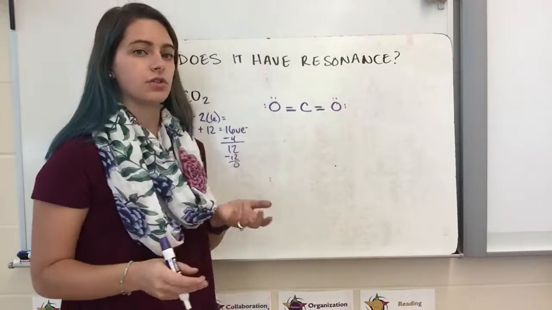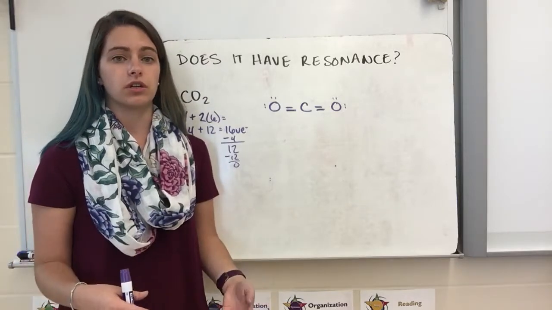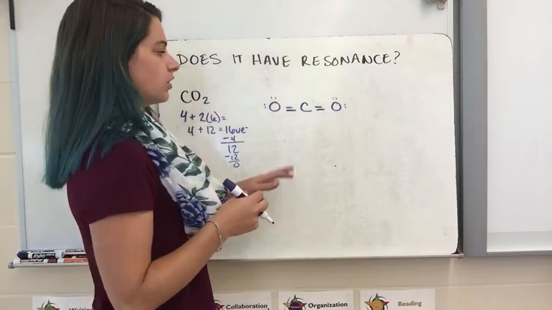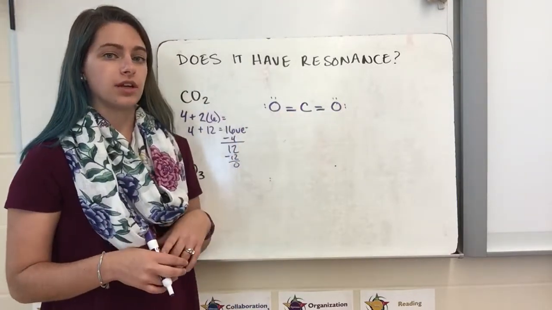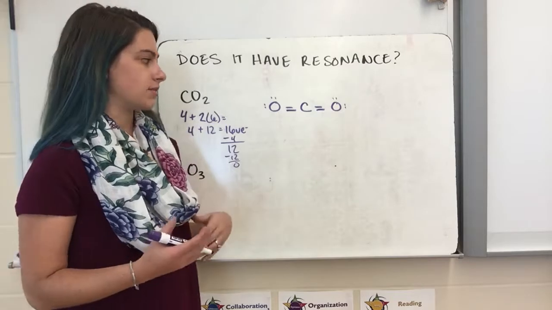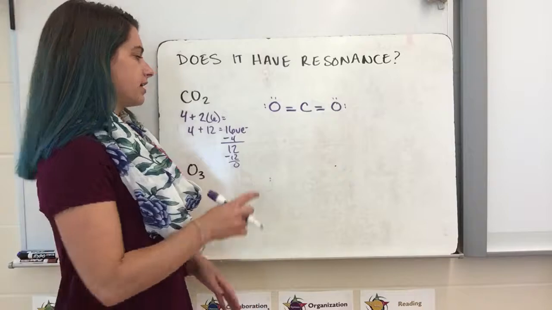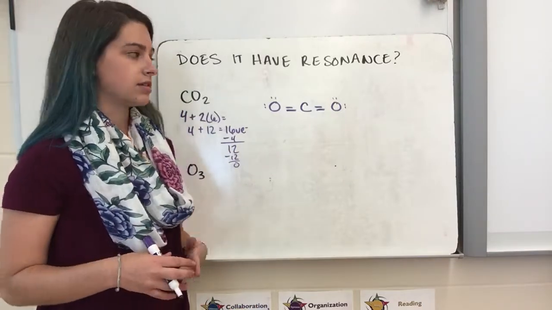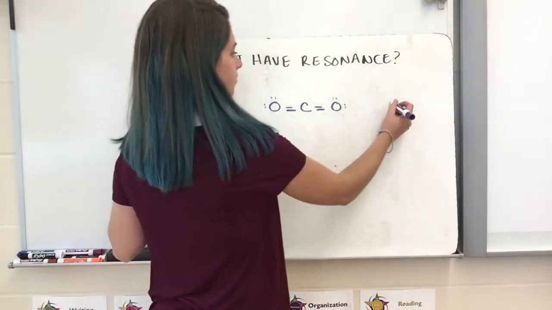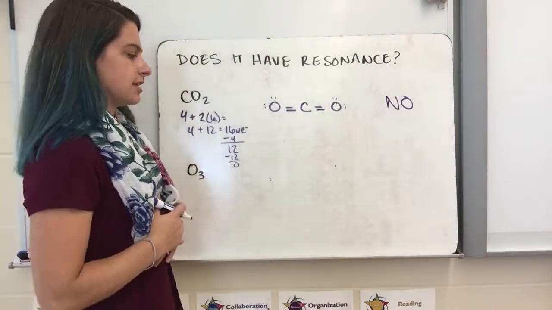Everybody has an octet. So that's following still our just normal standard Lewis structure rules. So if I'm looking at this, there isn't a different way that those electrons can arrange themselves and the bonds can arrange themselves to give a correct Lewis structure. That's the only way to draw CO2 and it be correct and meet all of our requirements. So this does not have resonance. So we would say no, it doesn't have resonance.